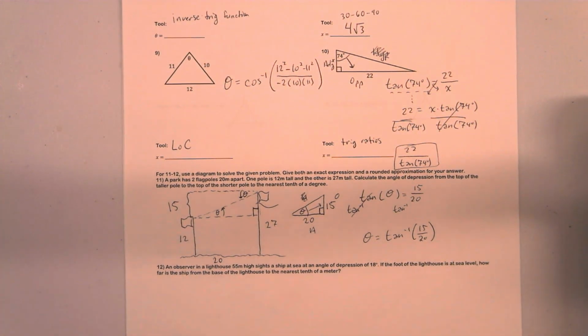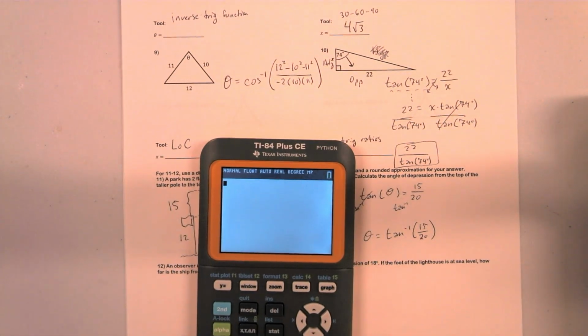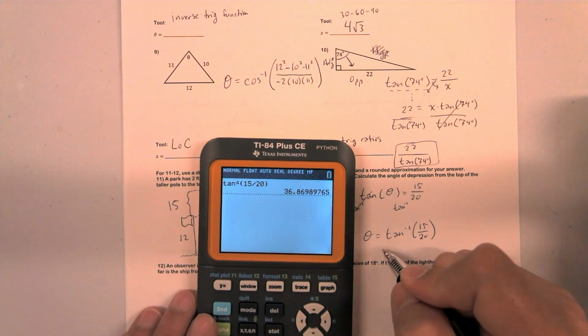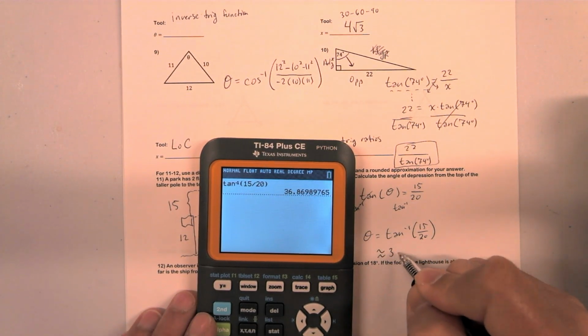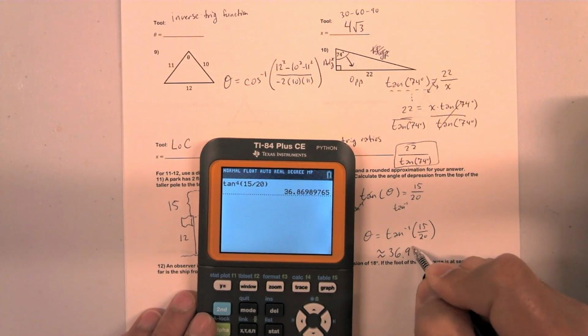I did say that you can approximate this one because it's a modeling situation, so I think that's appropriate. The tangent inverse of 15 over 20 is about 36.9 feet. I'm sorry, 36.9 degrees. It's an angle.